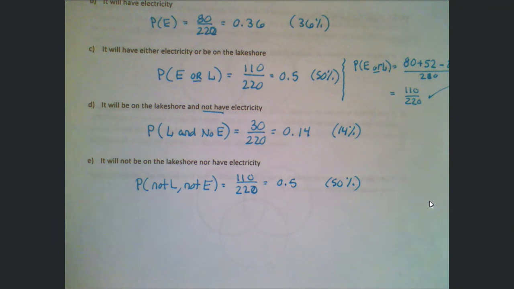The other option is that if it's not on the lakeshore nor have electricity, it would be the other 50%. So again, even for this simpler type of problem, the Venn diagram here makes it very easy to calculate probabilities when things are overlapping.